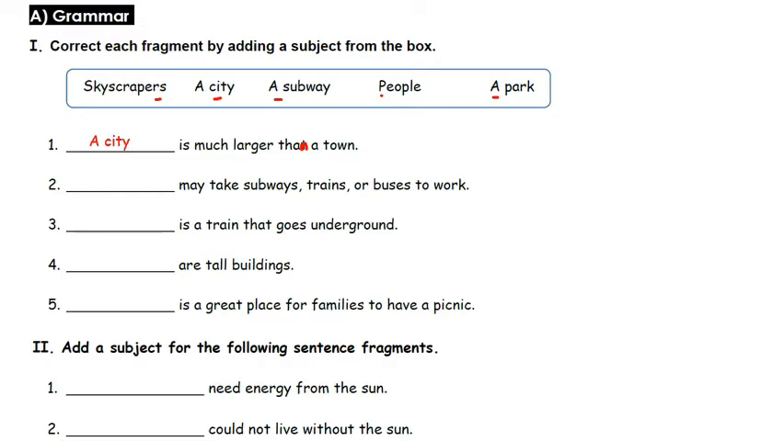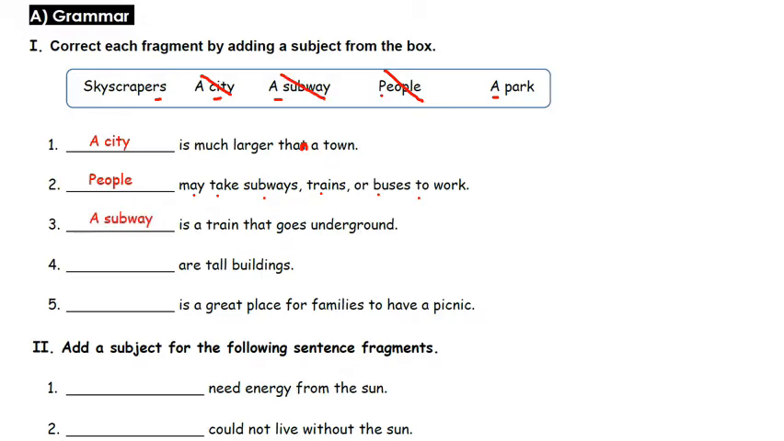Number 2, may take subways, trains, or buses to work. Who may take subways, trains, or buses to work? The answer is people. Number 3 is a train that goes underground. What is a train that goes underground? And the answer is a subway. A subway is a train that goes underground.